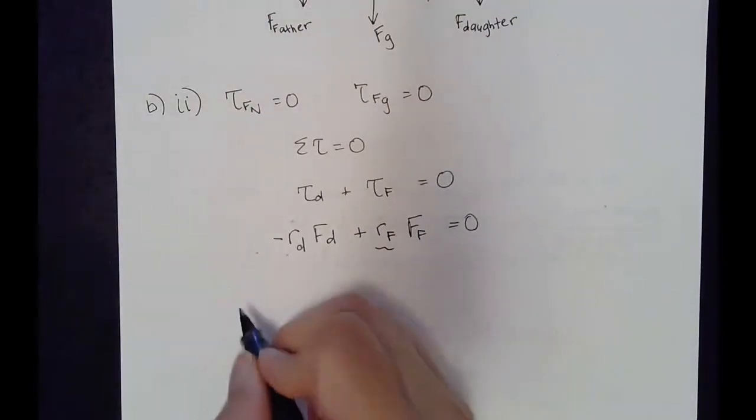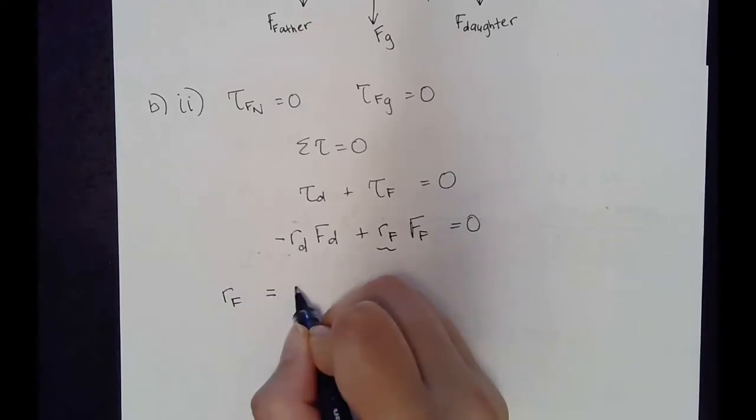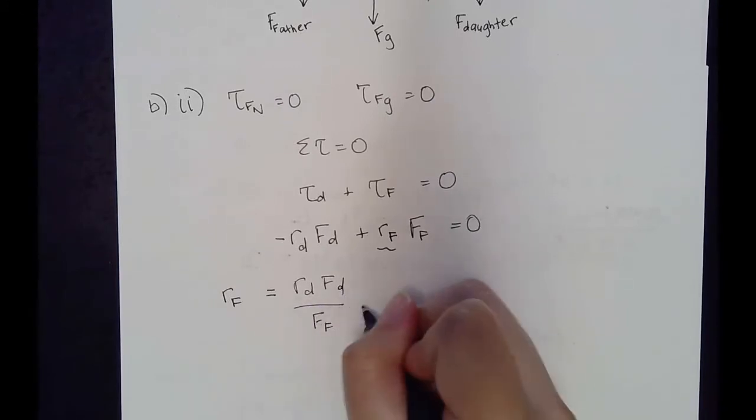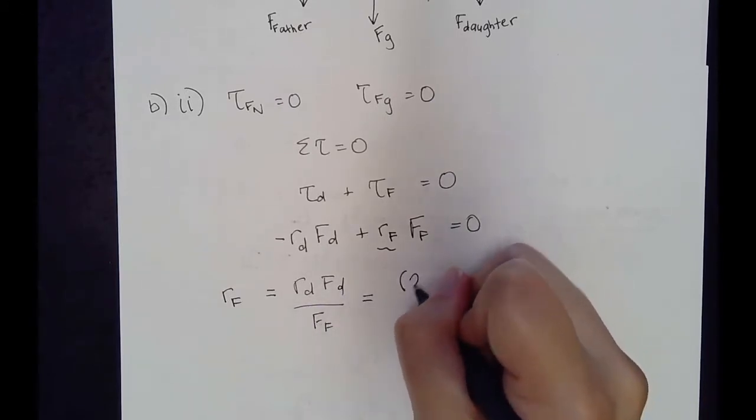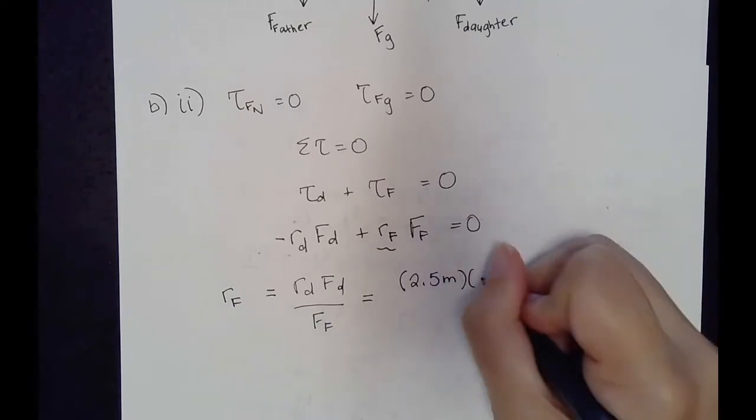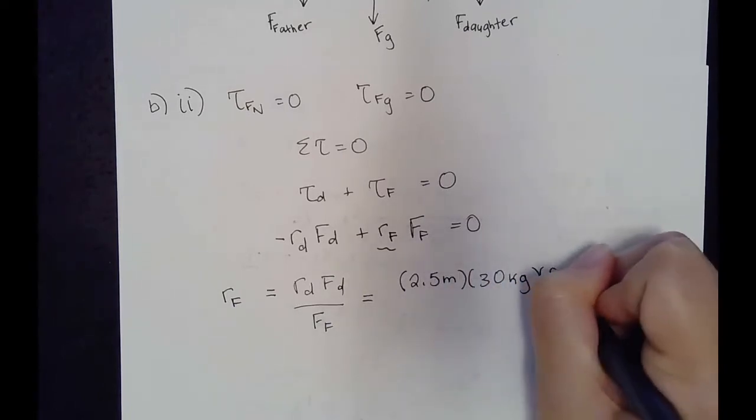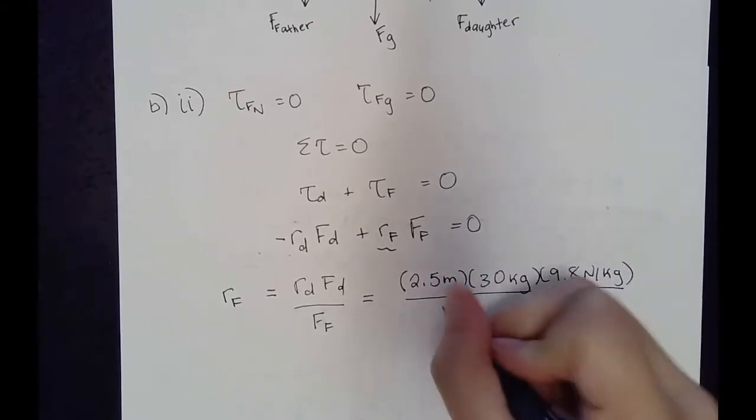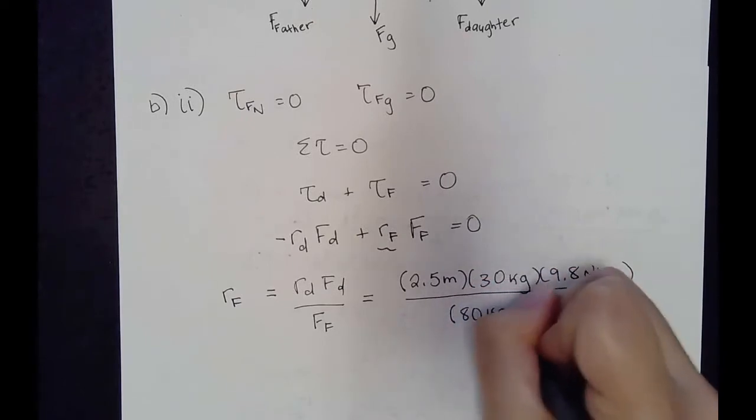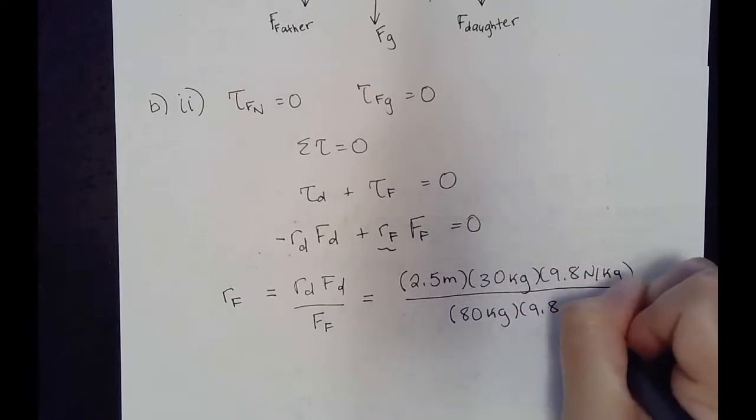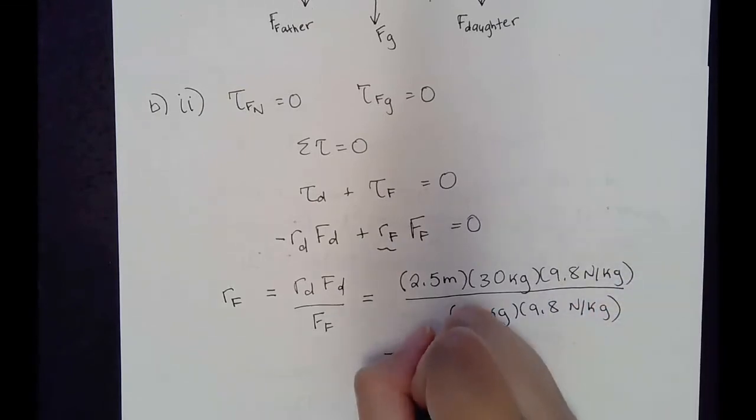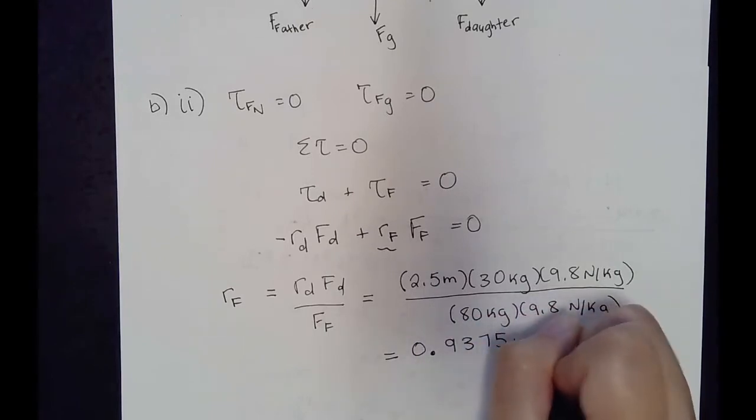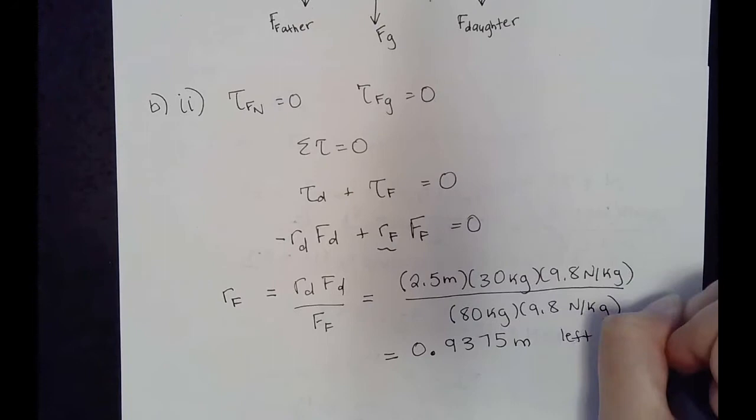And then solving for the unknown gives Rf equals Rd Fd over Ff. So L over 2, 2.5 meters, times the mass of the daughter, 30 kilograms, times G, just plugging in mg for her weight, over 80 kilograms times 9.8 newtons per kilogram. And this gives me 0.9375 meters, and this is to the left of the support.